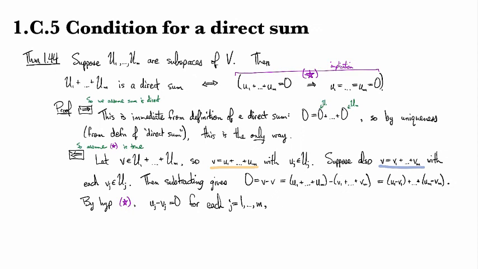And so Uj equals Vj for each j. All right. And then that shows us that actually those two different ways that I had of writing V were the same. So there's only one. So we've got a direct sum. So we are done now by the definition of direct sum.